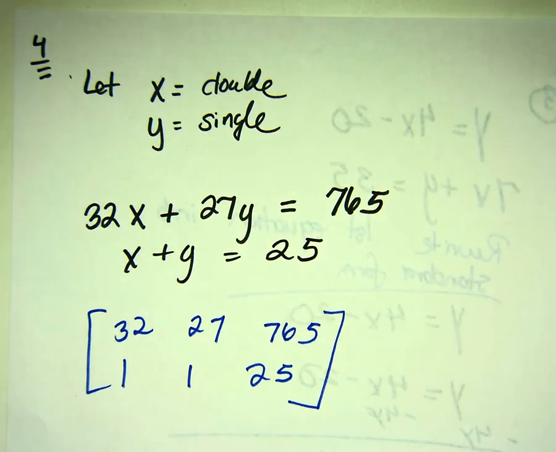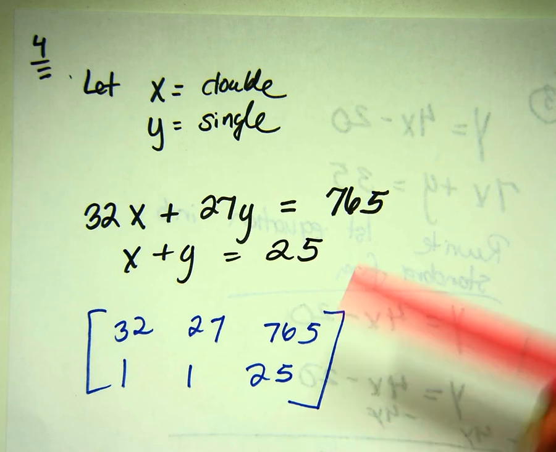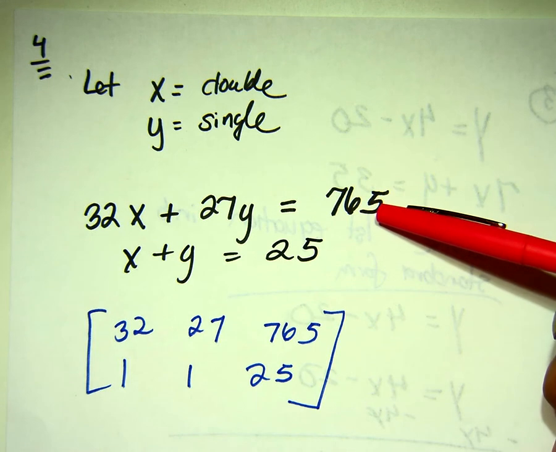Your problem is going to be slightly different because it's going to change the numbers in your word problem. Since we're doing the system of equations, we're going to use the variables of x and y. We're going to let x represent the double rooms and let y represent the single rooms. When I read the problem, they had a total of $765. So I'm having it equal a total of money.